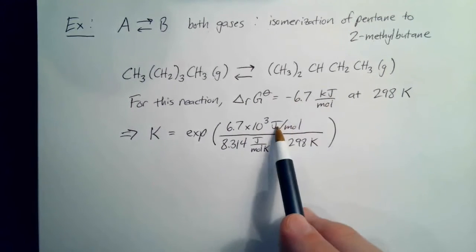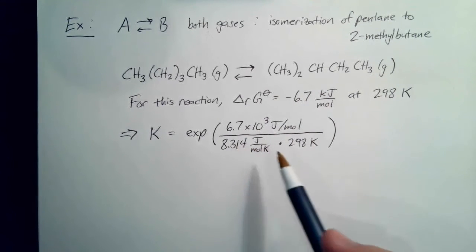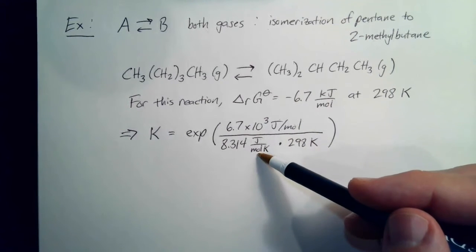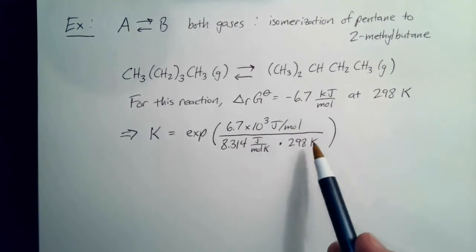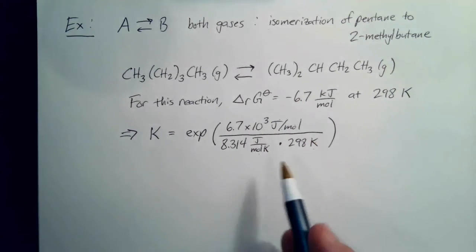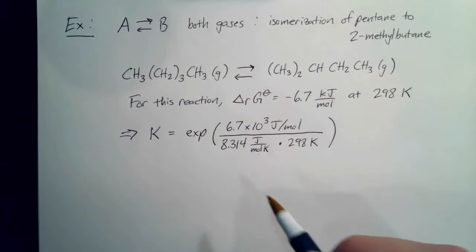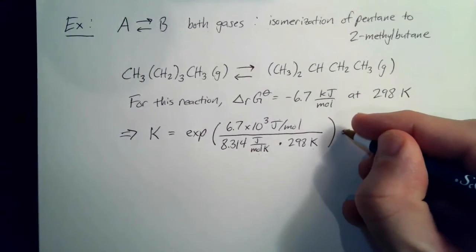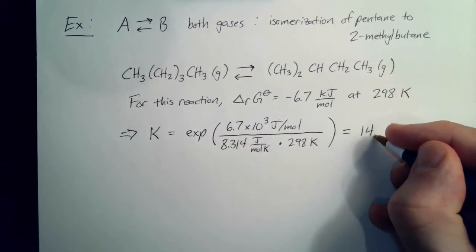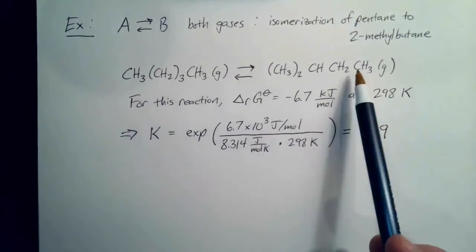I converted this to joules from kilojoules because the gas constant is in joules as well, at least the one that I have memorized is. And notice here that joules per mole and joules per mole are in the numerator and denominator, so they cancel. And then down here in the denominator, I've got Kelvin and 1 over Kelvin, so those cancel. So this ends up being a unitless number, and this is something that we're going to see again about K. K is a dimensionless number. And when you plug all these numbers into a calculator, you get 14.9, no units. So that is the equilibrium constant of this reaction.